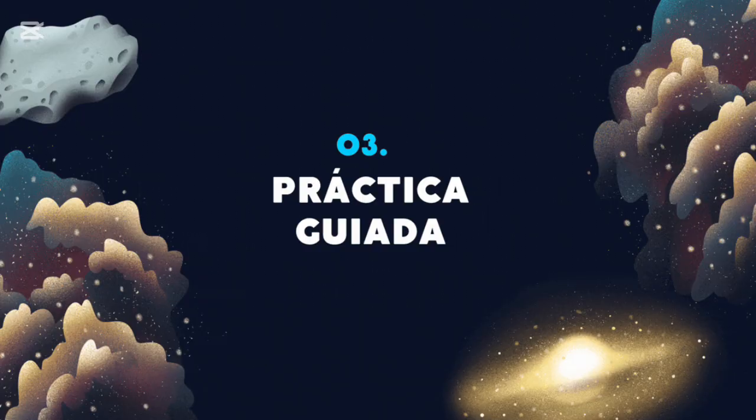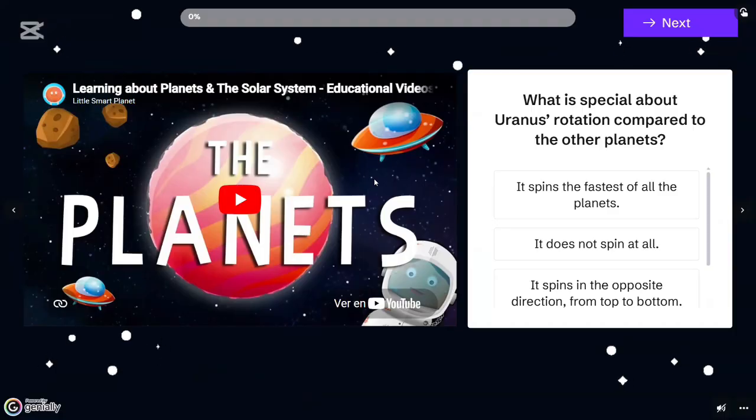So now we're going to do some interactive activities. We're going to watch a short video about the planets of the solar system. As you watch, pay close attention to the names of the planets, their colors, their sizes, and any interesting facts you see or hear. Ready? Yes.